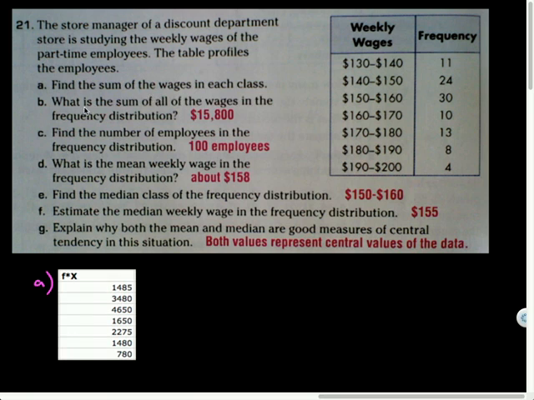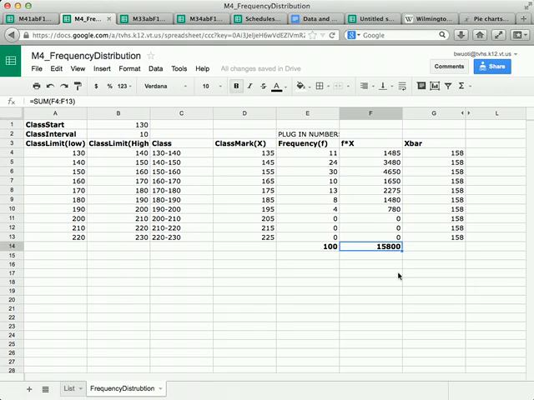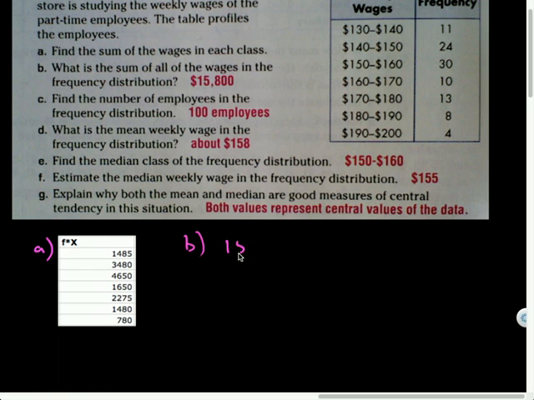Let's see, and then it says, what is the sum of all the wages in the frequency distribution? So what would you do to find that? Wouldn't you also do F times X and then get the sum of all of the F times X's? Right, yeah, so if we just add all of these up, that would give me the sum of all of those wages, right? And this is technically still an approximation. So 15,800 is an approximation of that, okay?